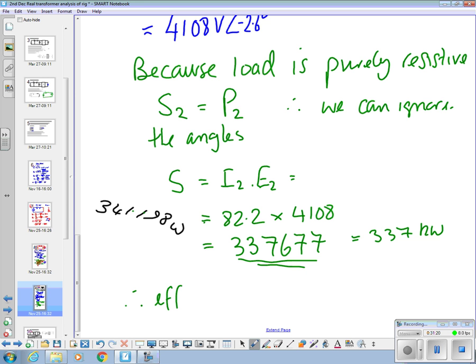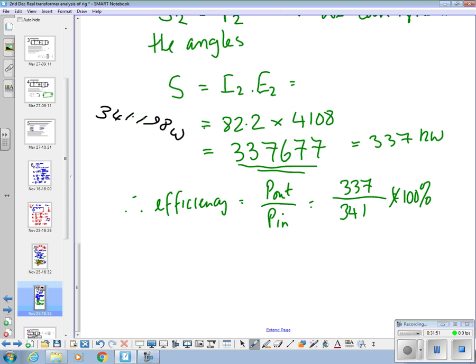Therefore, efficiency is equal to P out over P in. That's 337 over P in, which is 341 kilowatts to three significant figures. We multiply that by 100 to get it as a percentage. Just do that for us, please. So that transformer, as that data suggests, is 98.8% efficient. Yep.